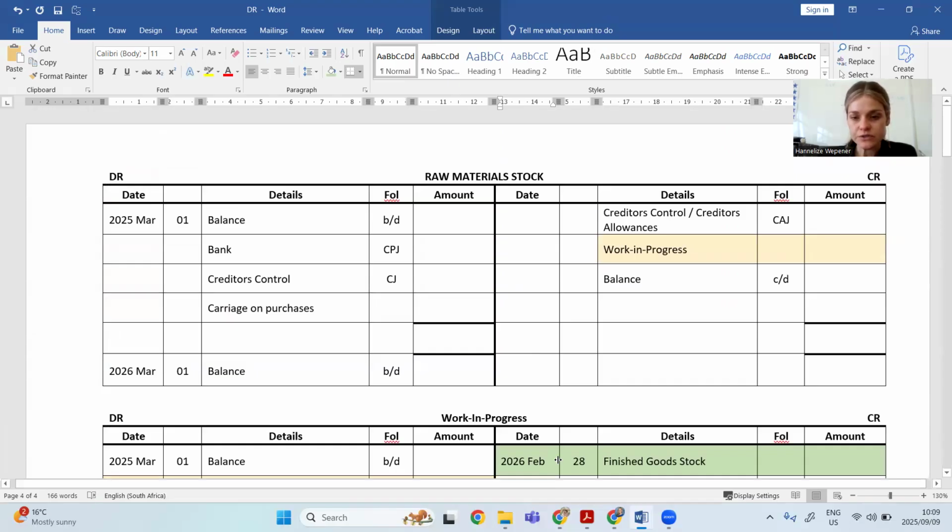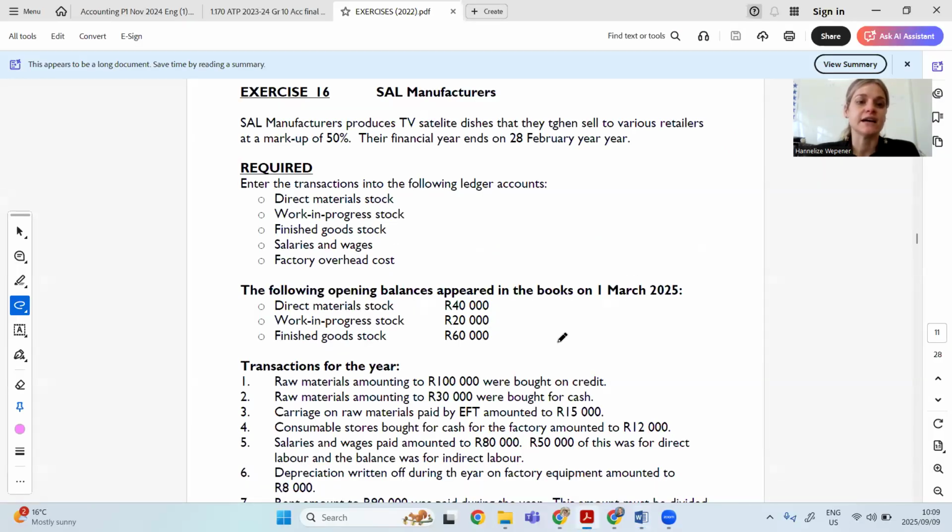Okay. Now let's go to the actual activity. So it says here that you produce TV satellite dishes, something we use a lot, that they then sell to various retailers at a markup of 50%. So in other words, my cost is always 100, so that's cost of sales. My profit is 50%, so markup of 50%, which means that my selling price will be 150. That's grade 9 EMS.